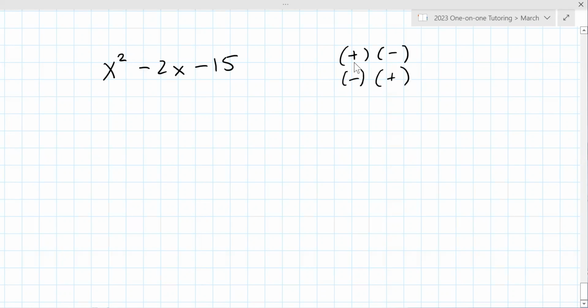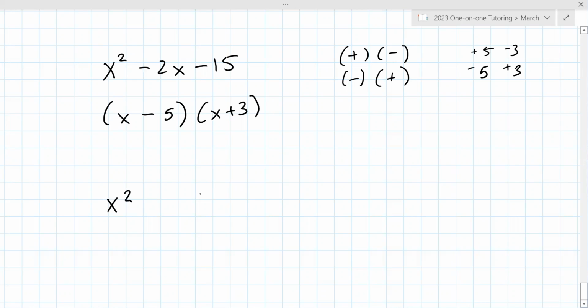Like in this case, the answer is 5 and 3, but which one is it? Is it negative 5 and positive 3, or positive 5 and negative 3? Well, the answer is the one that adds up to negative 2. So this one is x minus 5, x plus 3, like that. So let's have you try one here.